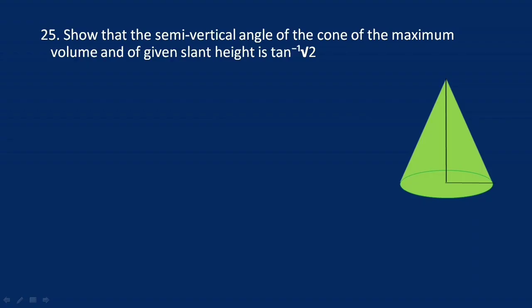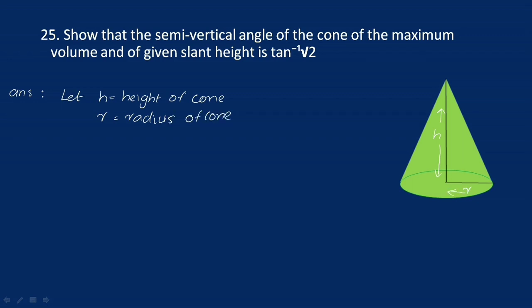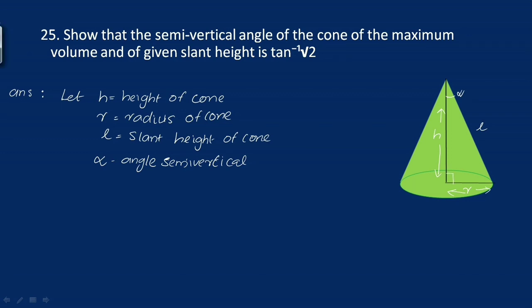25th question. Show that the semi-vertical angle of the cone of maximum volume and given slant height is tan inverse root 2. So we have seen a cone here. Let h be the height of the cone, r be the base radius of the cone, and L be the slant height of the cone. Here we have an angle alpha, the semi-vertical angle, that is inscribed between h and L. We have a right angle triangle.